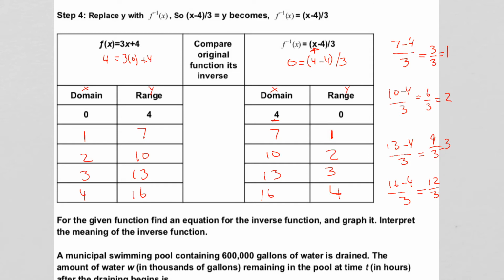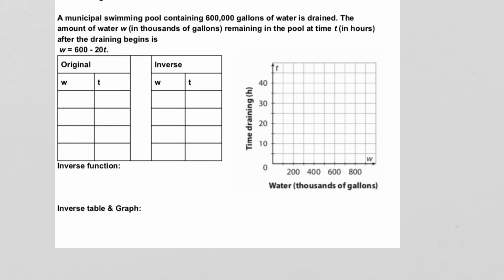So I just wanted to illustrate how one's domain is the other's range, and one's range is the other's domain. So let's take a look at one more example and see if we can figure out the inverse of this function. Now it actually gives us the function for this graph.